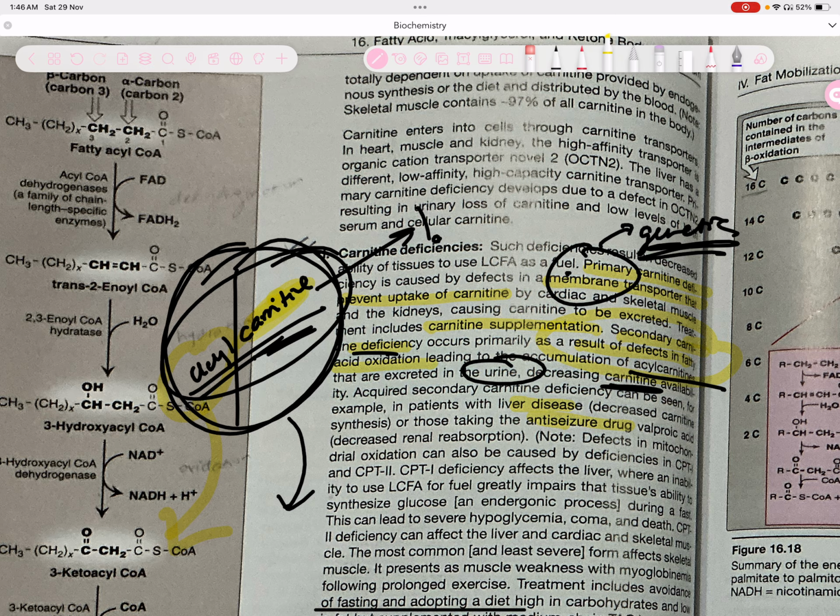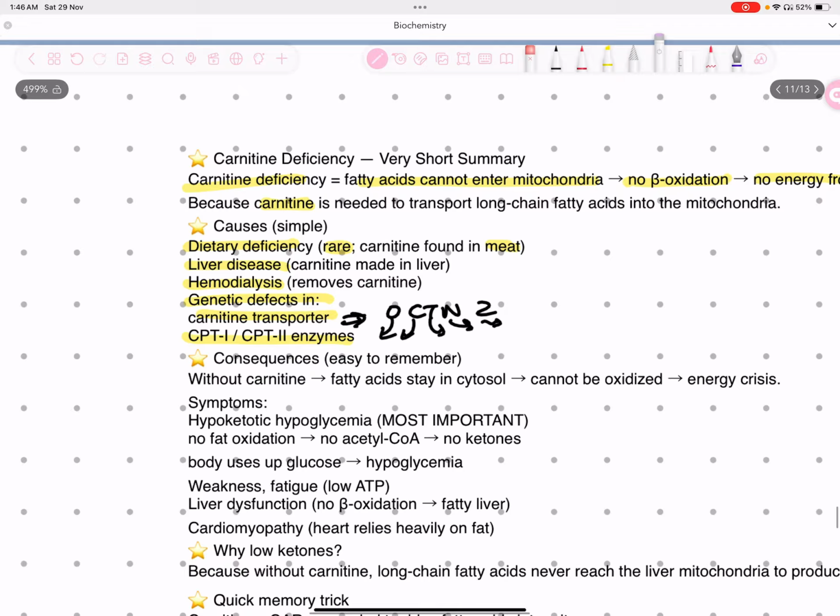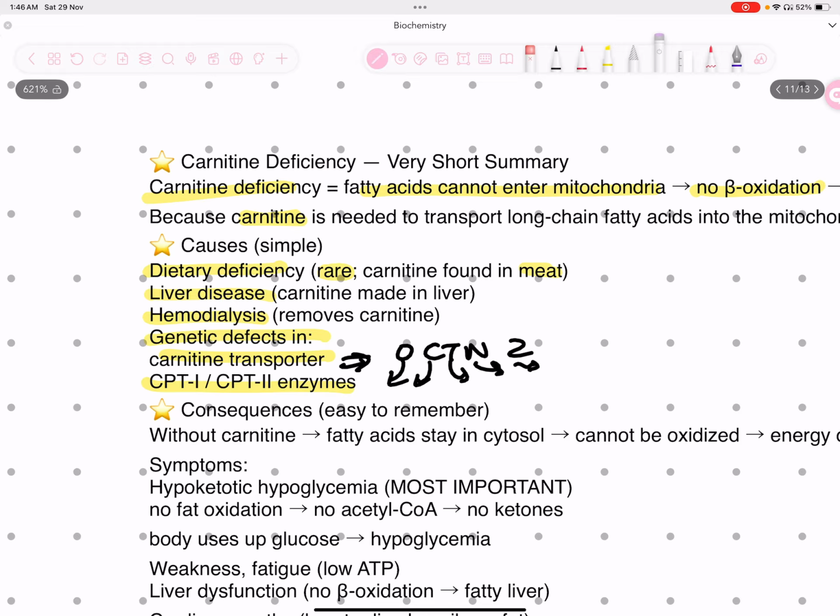If they're questioning about primary, there's no second say in that. If there is a problem with the transporter protein, there'll be primary carnitine deficiency. But if there's any other issue other than the transporter protein, the disease will be secondary carnitine deficiency. So let's look at this information right here. Carnitine deficiency.